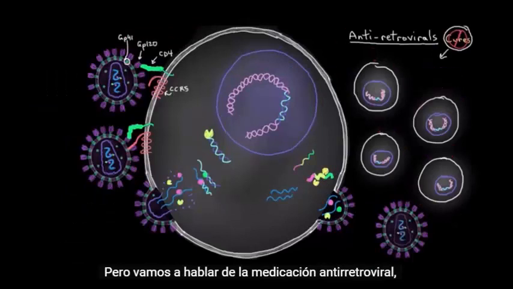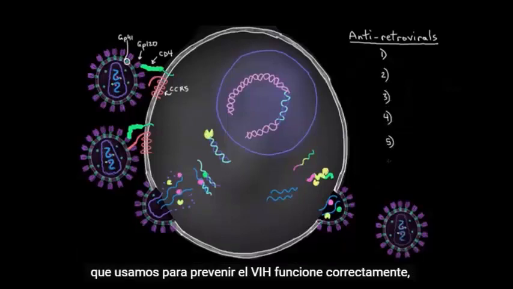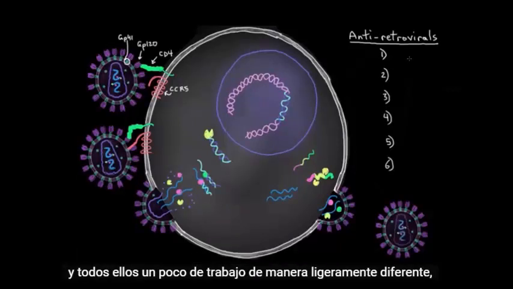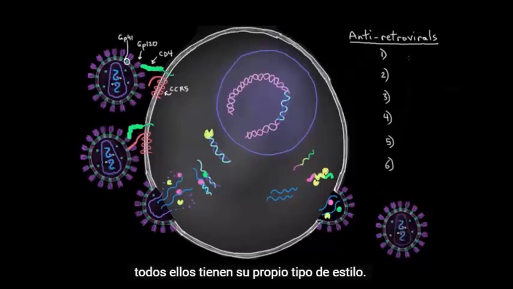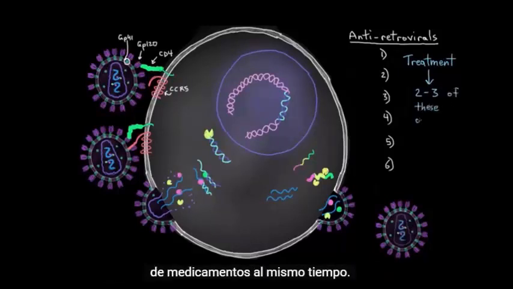But let's talk about the antiretroviral medication. So there's about six main types that we use to prevent HIV from working properly. And they all kind of work in slightly different ways. They all have their own sort of flair. So a typical treatment regimen involves taking at least 2 of these, but preferably 3 of these different types of medications at the same time.